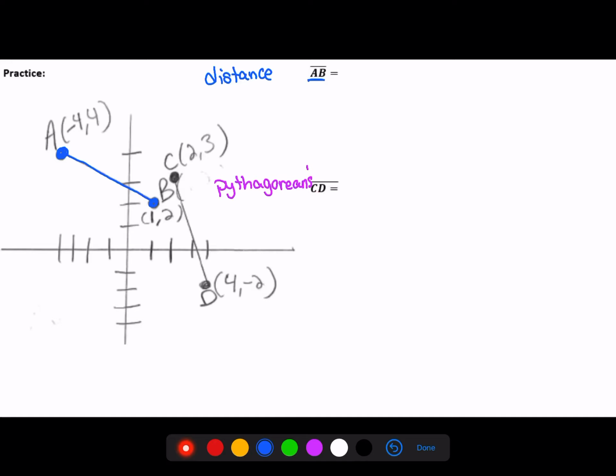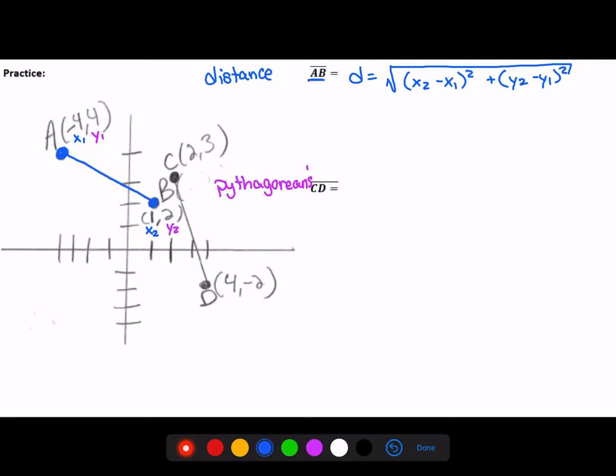So first thing I'm going to do is label my points. For AB, I'm going to call A x1, so that negative 4 is x1, which means for B, the 1 is x2. Do the same thing with my y's. I have y1 and y2. From here, I can just plug them into our distance formula. Distance is equal to the square root of x2 minus x1 squared plus y2 minus y1 squared. Whoops. That shouldn't be a square there. That should be y2 minus y1 squared.